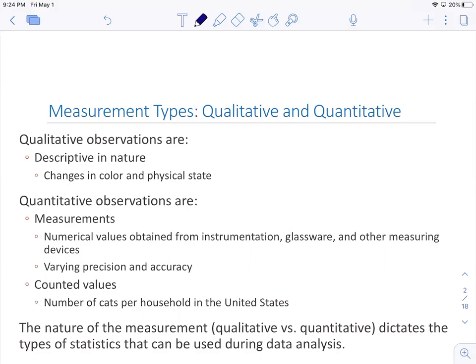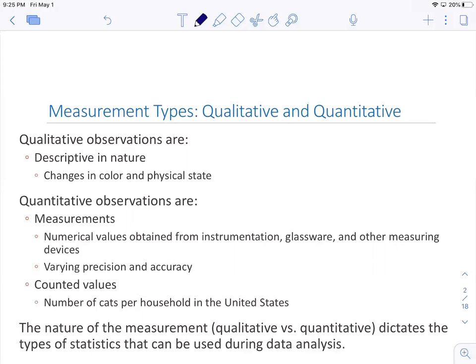Temperature can be either qualitative or it can also be quantitative. It's 78 degrees Fahrenheit today. So qualitative, hot and cold, quantitative, an actual number associated with that observation. Now, for quantitative observations, they are measurements, numerical values obtained by instrumentation or glassware, so measuring length, volume, mass. These vary with precision and accuracy. We'll talk a little bit about those definitions in this video, but they are counted values. An example, number of cats per household in the United States.